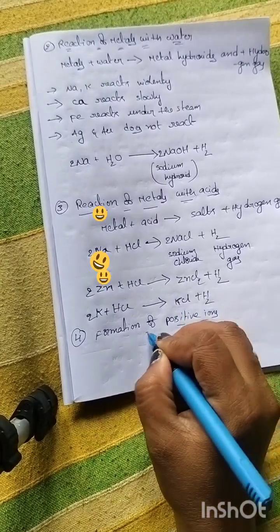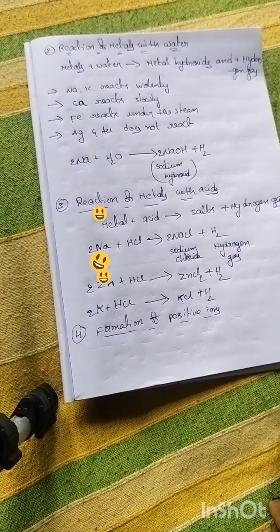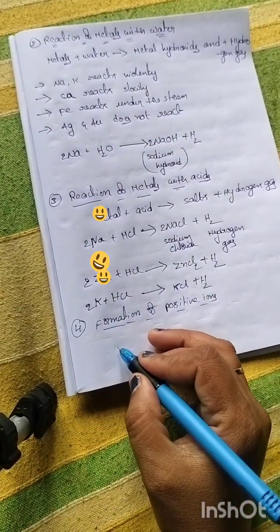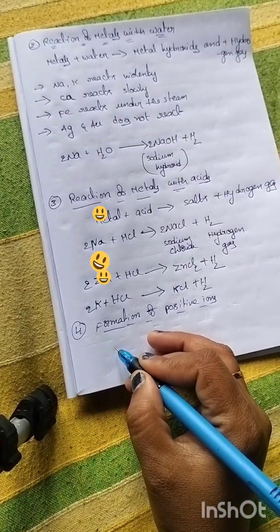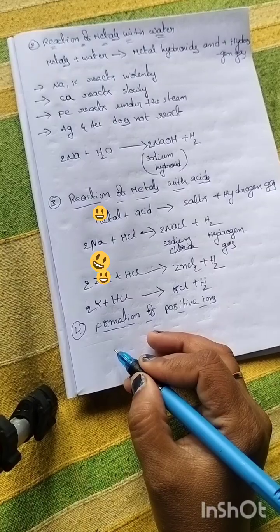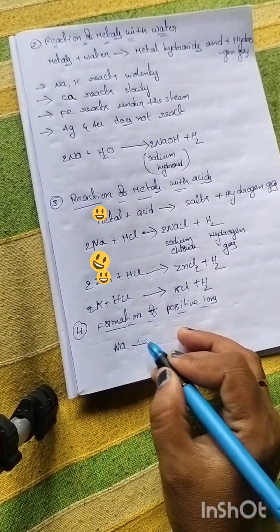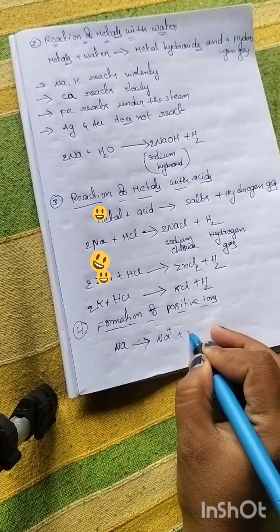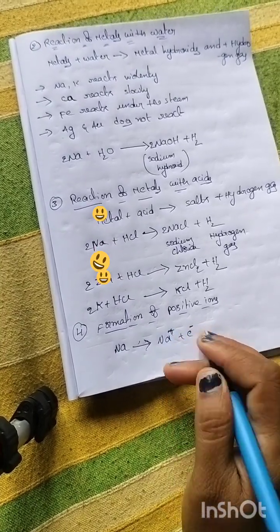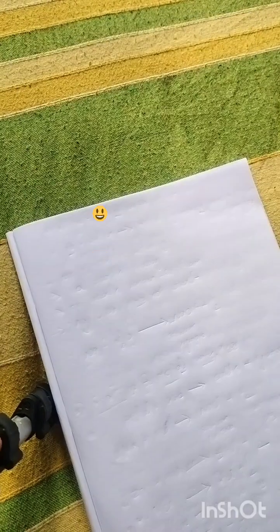Next, the fourth chemical property: formation of positive ion. I already told you in the introduction and definition part. When a metal loses an electron, it forms a positive ion. This is one of the chemical properties of metals.